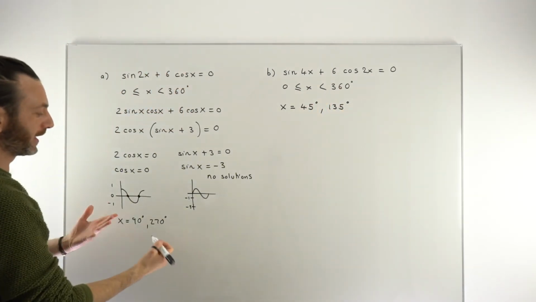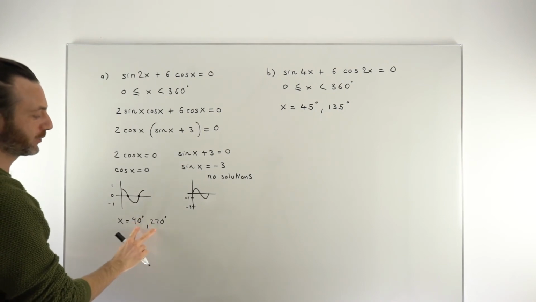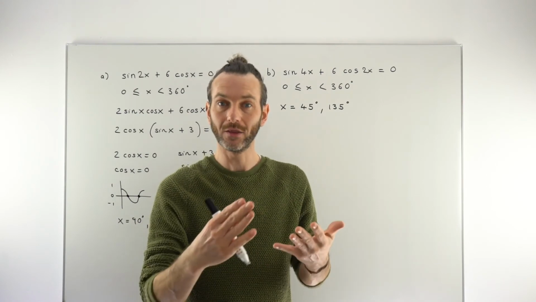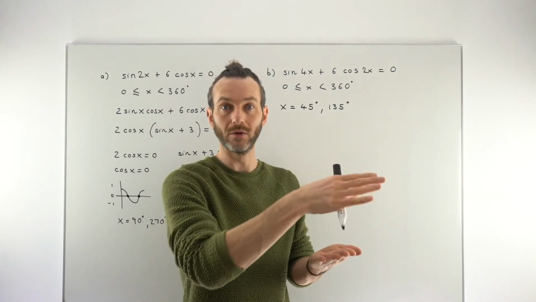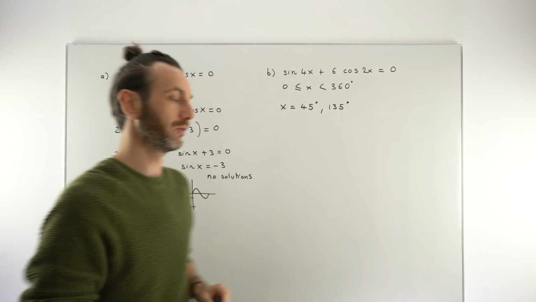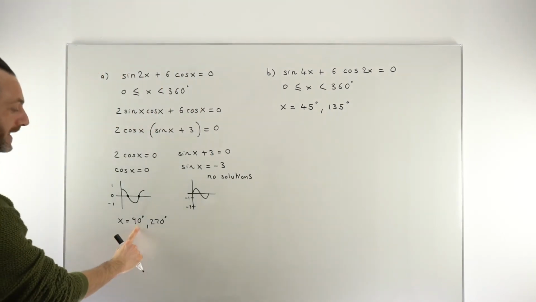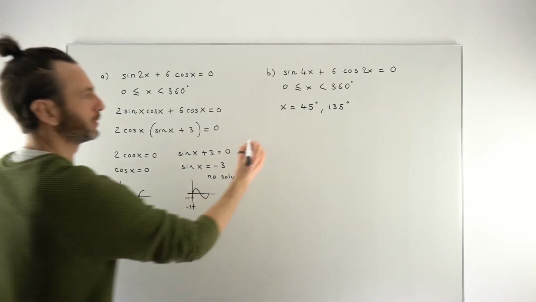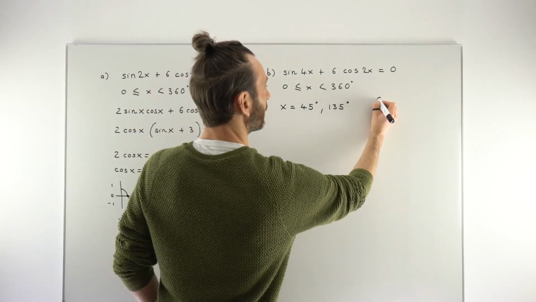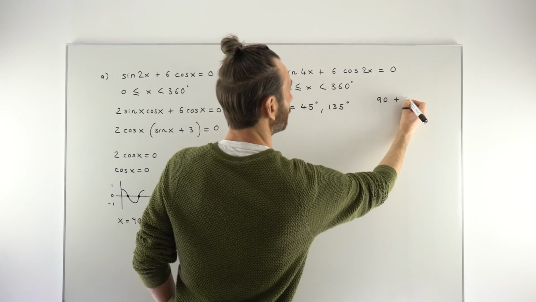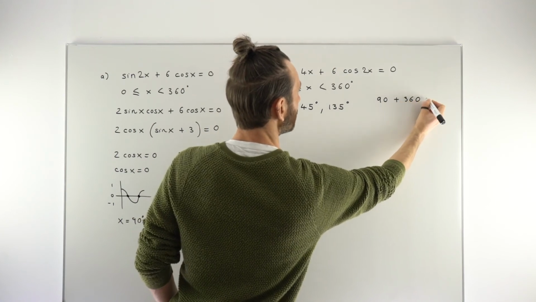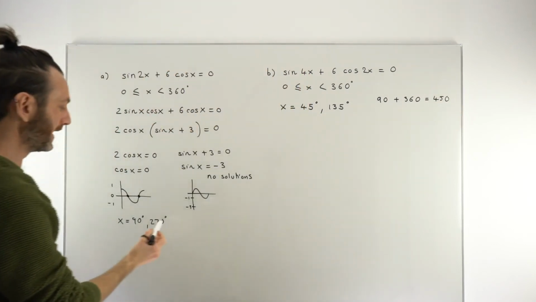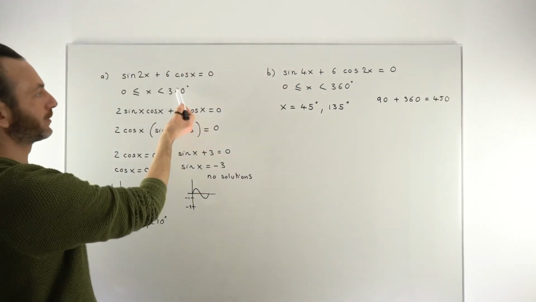And the way you're going to do that is because every point on a sine or cosine graph recurs every 360 degrees, like the value of the period. That's what the period means. It keeps recurring every 360 degrees. So if you take that solution 90 and we add on 360 degrees, that's going to give us 450. And that would be the next solution over here, but that's outside the range.